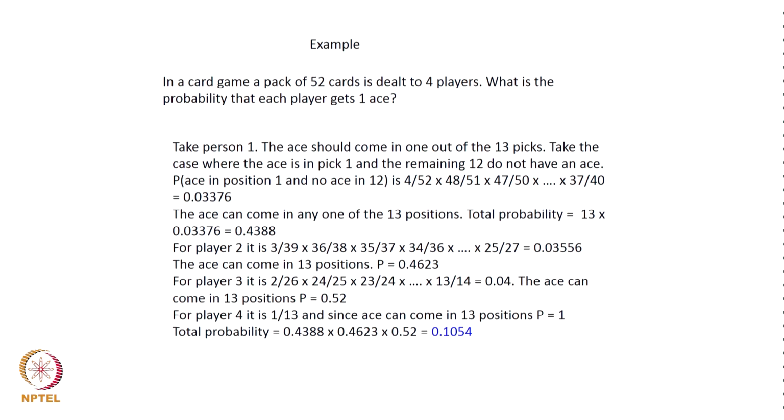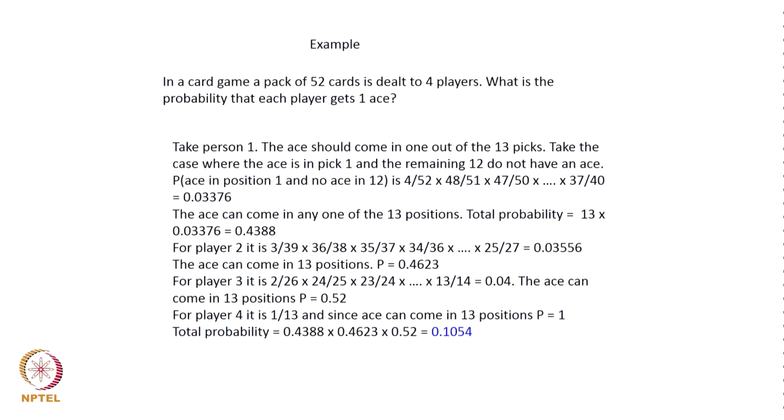So, let us take the first person. The ace should come in 1 out of the 13 picks, because we assume that somebody is dealing the cards. So, this person 1 is going to get 1 card per pick 13 times. So, look at the case where the ace is in pick 1 and the remaining 12 do not have an ace. So, ace in position 1 and no ace in the remaining 12 positions is 4 by 52, because the first position, the 52 cards are there, the person gets 1 ace.